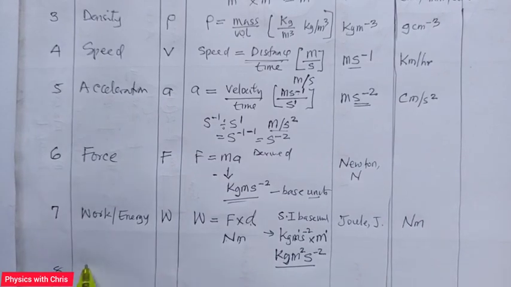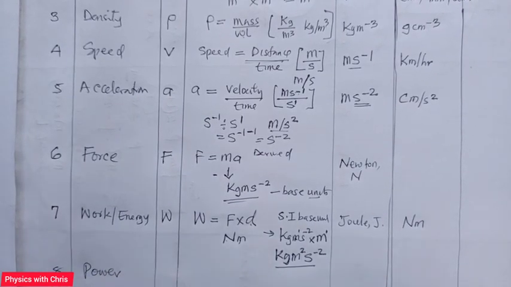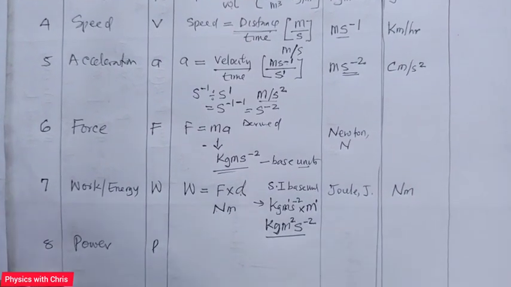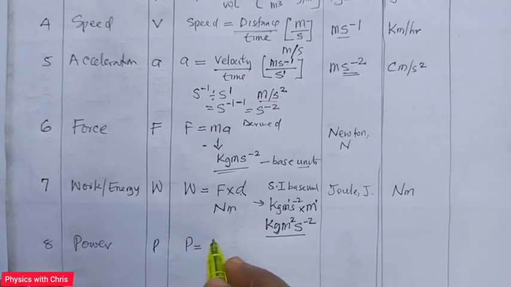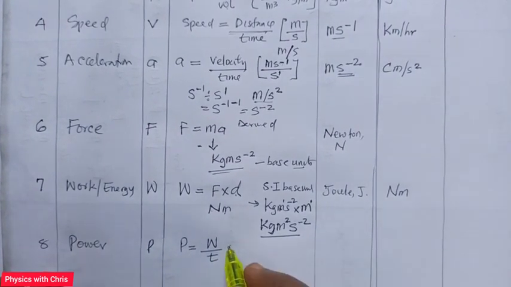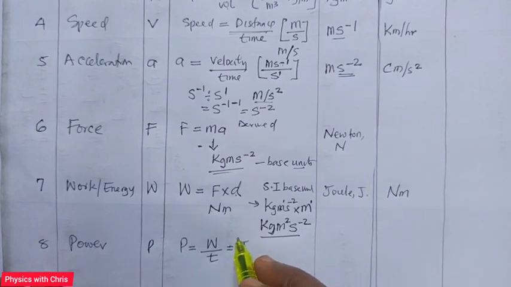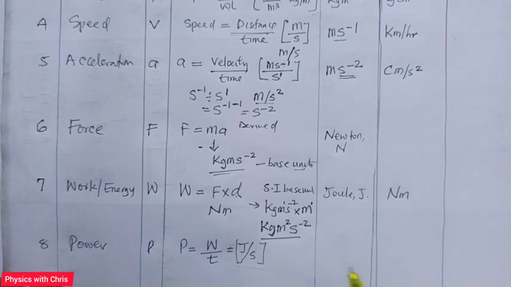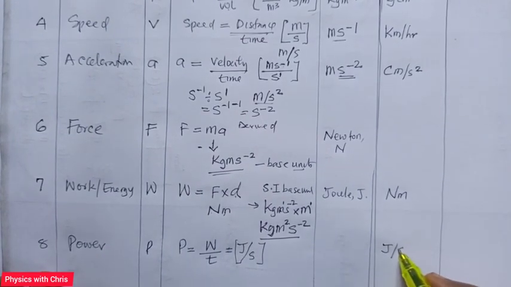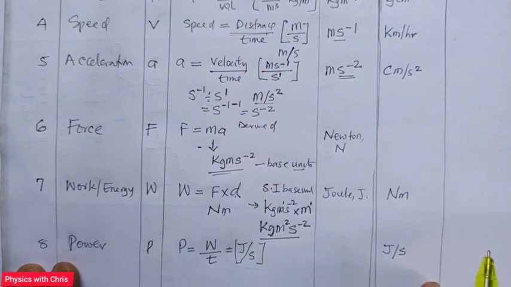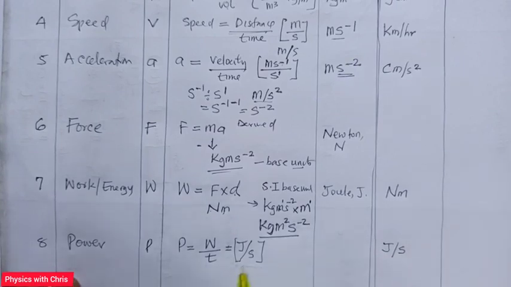Okay, let's look at power. What will be the units of power, the derived unit and the SI unit? So power is defined as the rate at which work is done, work done over time, and the unit of work done is the joule. Time is second, so we can give the unit as joule per second. That's the unit of power, joules per second.